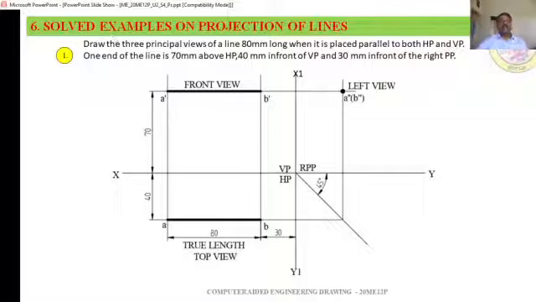Next condition: one end of the line is 70 mm above HP, as given. So first you draw the XY line.